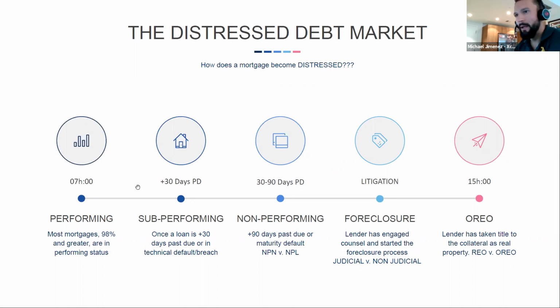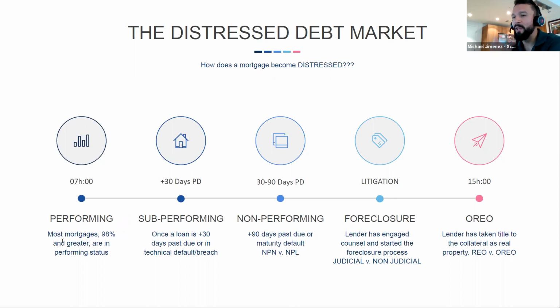What happens? Oh, this one says 7 hours. Yeah, that shouldn't. Uh-oh. Anyway, small mistake, sorry. So all loans, once they're originated, typically start out as performing, which right now there's even case studies on that, about what is performing status and whatnot, right?